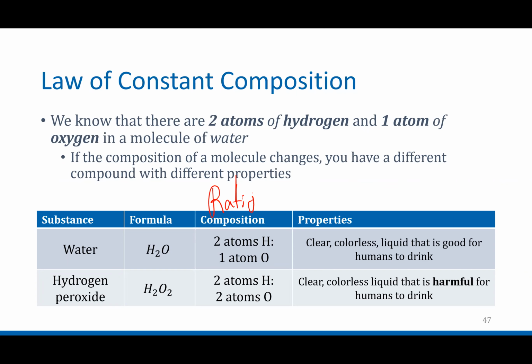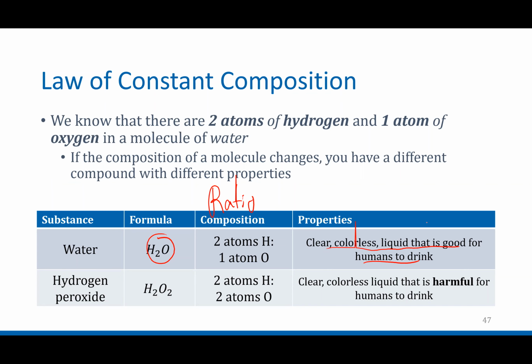And this is another example I truly love because it shows how amazing chemistry is. I know I'm biased, but I love it because water, H2O, so two hydrogens, one oxygen, is a clear, colorless liquid that is essential for human life. I know it says there it's good for humans to drink. It's not good for humans to drink. It is essential, right? Without water, we cannot live. Plants cannot live without water.